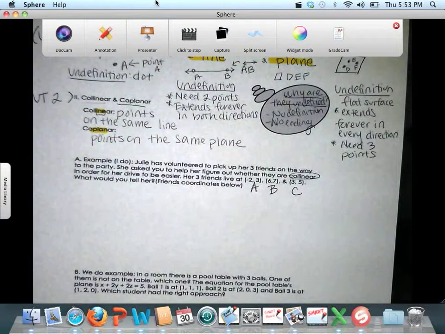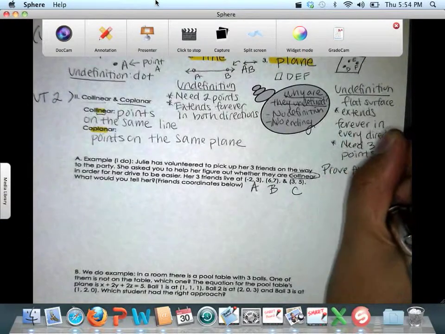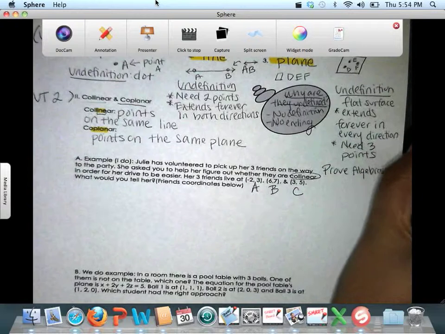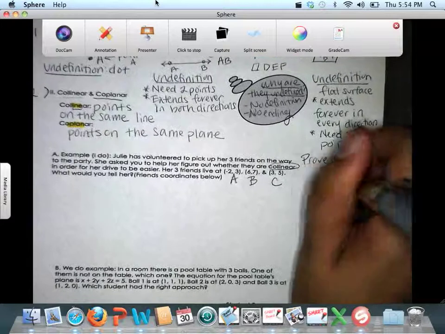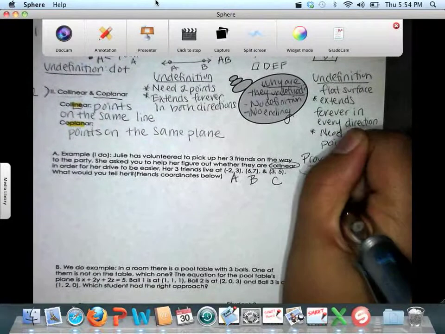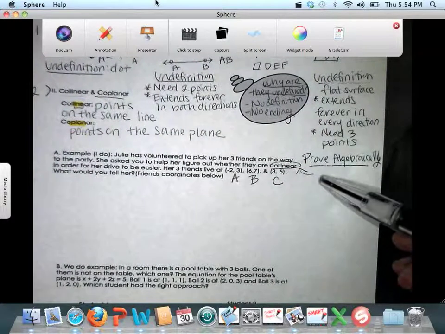Okay? Now, one of the ways you could do this is graph it, right? You could graph it and you could see if they're on the same line, and then to prove it, you would have to prove that they're on the equation, alright? So I'm going to sort of skip this part and go straight to how to prove it algebraically, right? Now, in order to prove it algebraically, so we want to prove algebraically, you would need to prove that these are collinear.